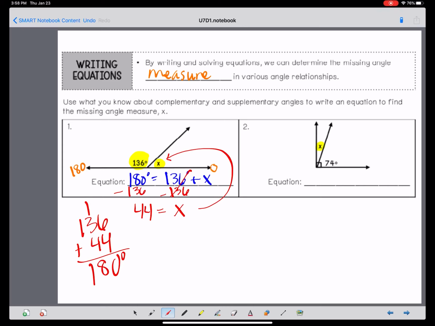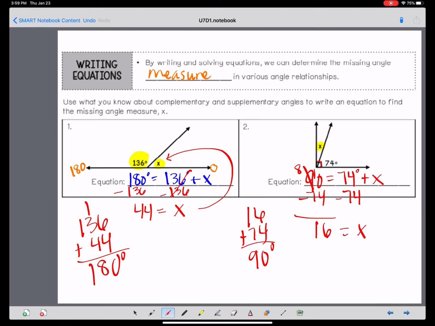Let's go ahead and move on to number 2. I know that this angle right here, just because it has a square in the corner, is a 90-degree angle. I know my 90 degrees is going to be equal to that 74 degrees plus that x value. So let's go ahead and solve for x. I'm going to subtract 74 from both sides. And let's see what I get. 16 is equal to x. And that is true, because 16 plus 74 will give us 90 degrees. So we know we did it correctly.